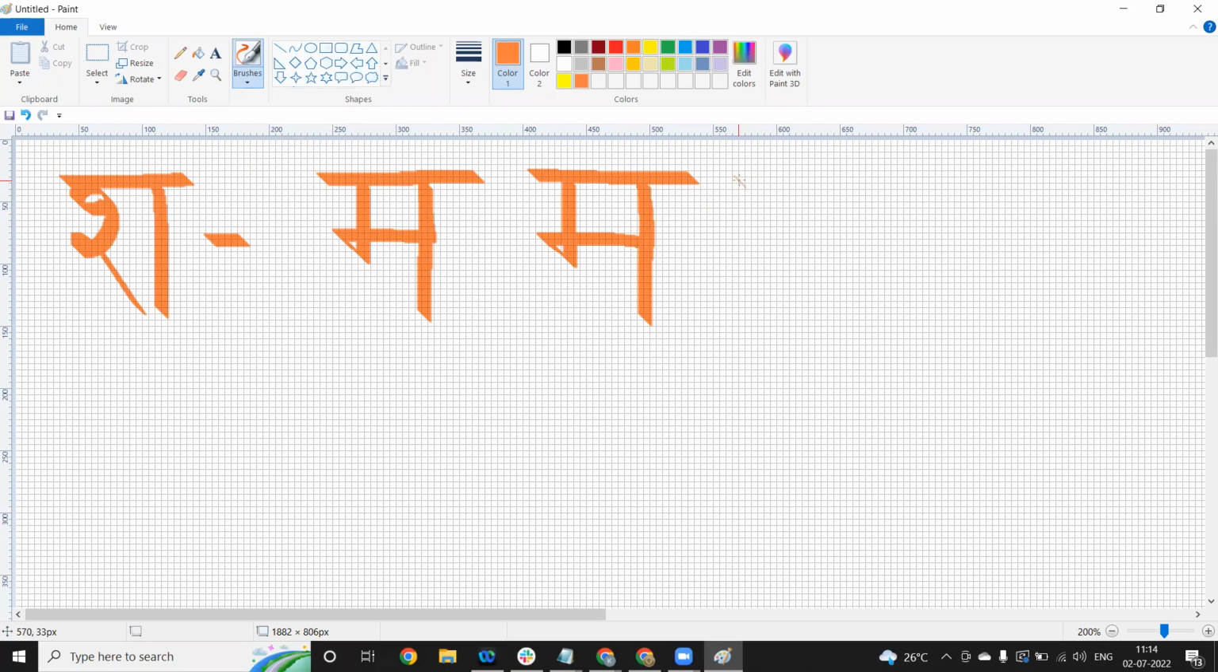That we did last time. So to show you the difference, how sha is different from ma. See here. First of all, the shirorekha. Sha has a shirorekha, ma doesn't have. Another thing is this triangle at the left hand side. This is a round here in case of ma, and in case of sha we have this angle triangle.